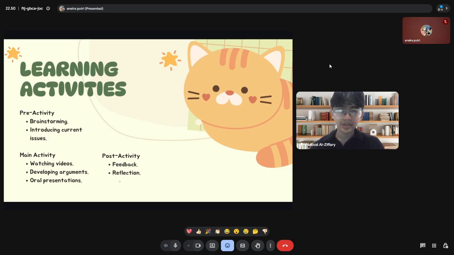The learning process consists of three stages. First, in the pre-activity stage, students are introduced to current issues and participate in brainstorming activities. Second, during the main activities, students watch videos related to the topics, develop their own arguments, and present their opinions in front of the class. And finally, in the post-activity stage, students receive feedback from the teacher and reflect on their learning experience. These activities are intended to improve both communication skills and critical thinking.